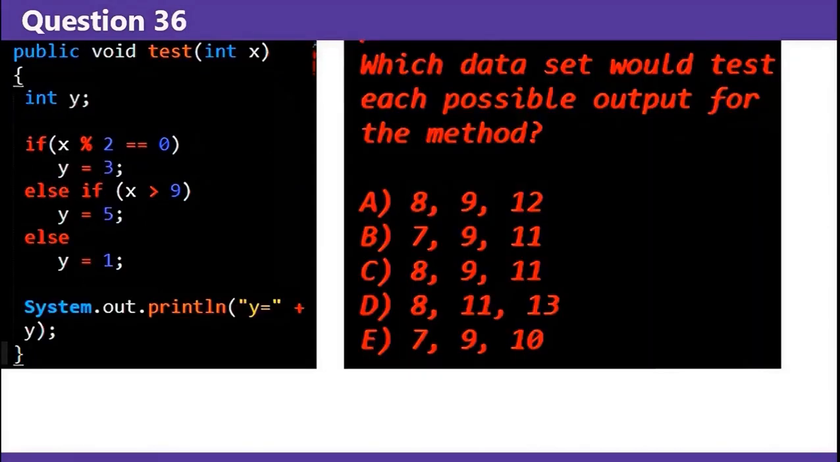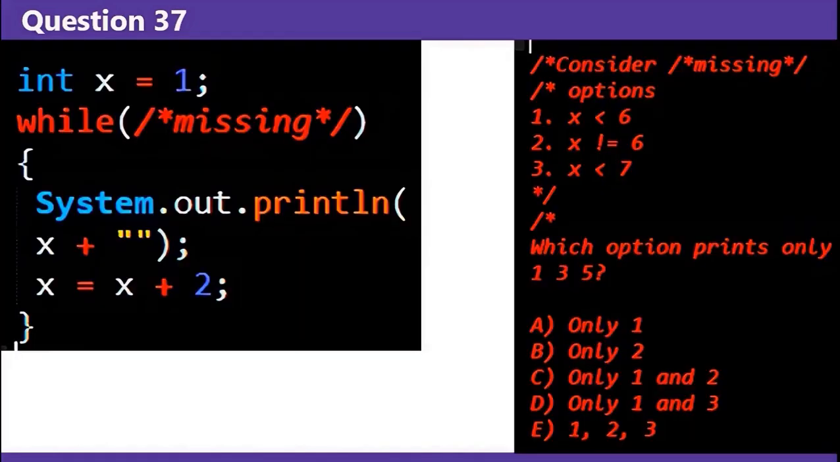For question 36, you read these conditionals and you realize you need an even number, a number greater than 9, and a number less than or equal to 9. The only answer that fulfills all three of these conditions is the answer C. For question 37, you're wanting to know the condition for the while loop to only print 1, 3, and 5. Since you're starting at index 1 and advancing by 2, if your condition doesn't equal 6, you'd induce an infinite loop as x would never equal 6. Therefore, the answer is D, option 1 and 3.